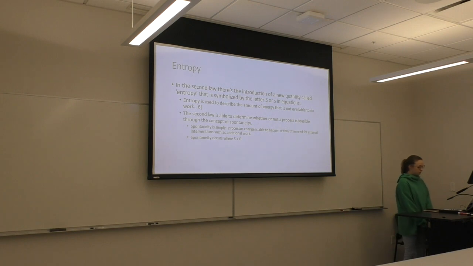The second law distinguishes between reversible processes and irreversible processes, and the second law is able to determine whether a process is feasible through the concept of spontaneity. Spontaneity is simply the process change that is able to happen without the need for external intervention, such as additional work. Spontaneity occurs when entropy is greater than 0.